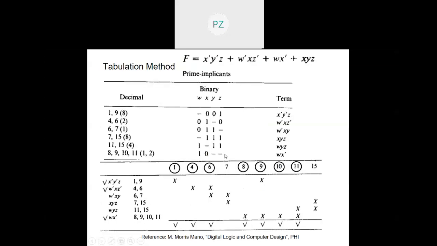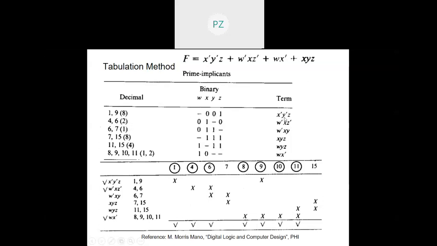So once I've taken it down there, I know that 1 9 combined to eliminate 8, 4 6 combined to eliminate 2, and so on. But this is of more importance and interest to us. How can I write these? They are all the prime implicants. All those which have not been ticked are the prime implicants.